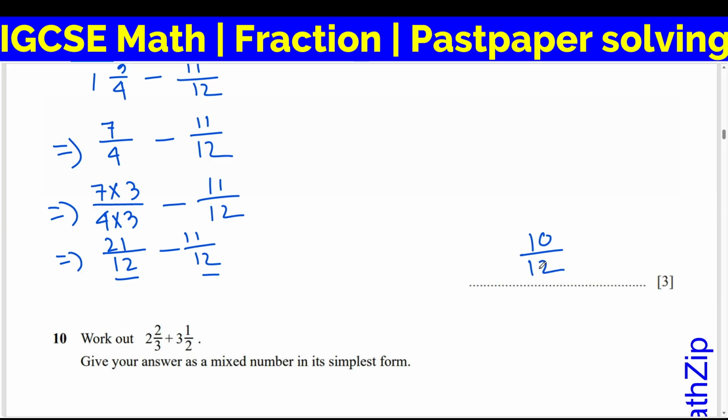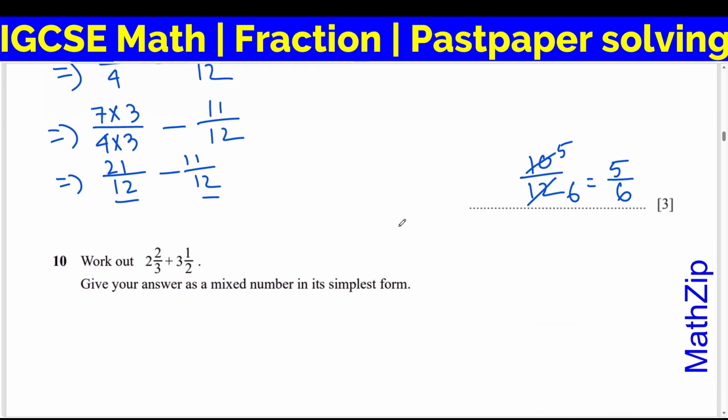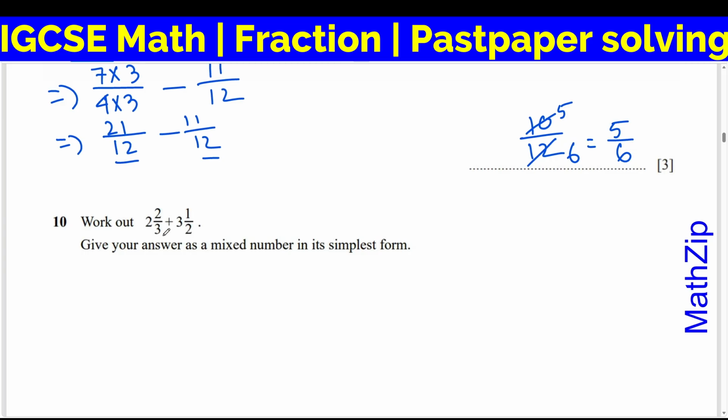But if you want, you can make this more simplified. How? Because we can divide this by 2. So here will be 5, and 12 divided by 2 is 6. So our answer is 5/6. Very simple. Next question, work out 2/3 plus 3 1/2. Give your answer as a mixed number in its simplest form.